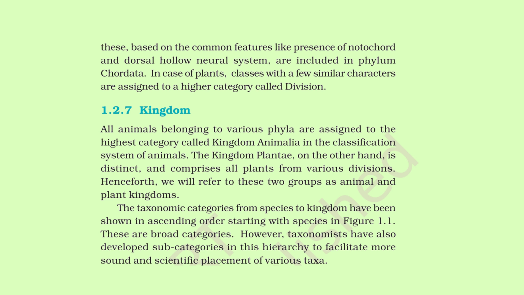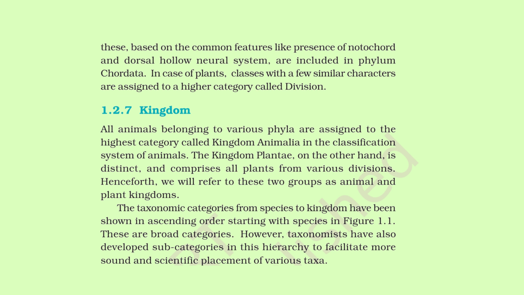1.2.7 Kingdom. All animals belonging to various phyla are assigned to the highest category called Kingdom Animalia in the classification system of animals. The Kingdom Plantae, on the other hand, is distinct and comprises all plants from various divisions. Henceforth, we will refer to these two groups as animal and plant kingdoms.